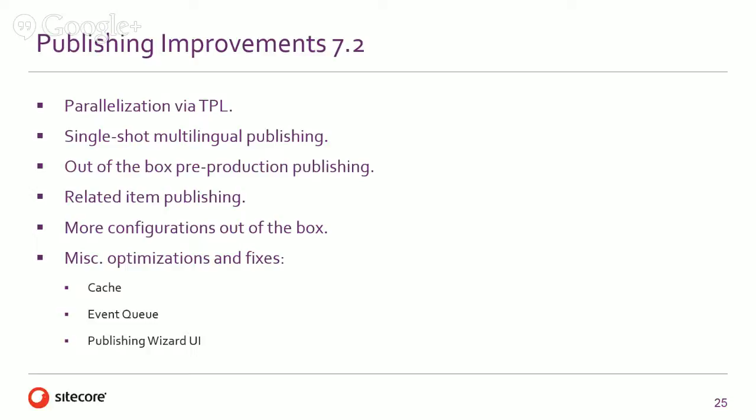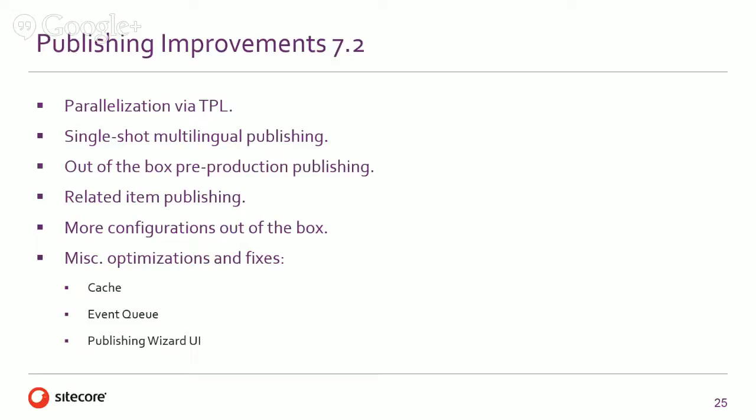Instead of that, we have a single-shot process where, as an item is being evaluated as a publishing candidate, we process every language version that is selected in the publishing wizard. That reduces the time to publish multilingual trees dramatically.